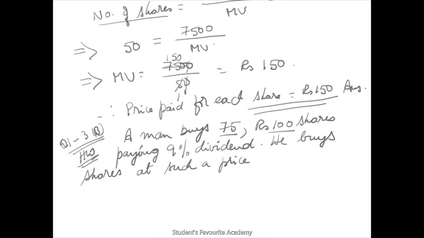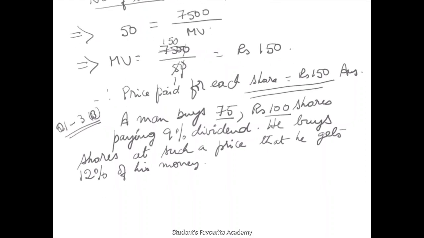That means what? Market value is not given to us. We have to find. He buys shares at such a price that he gets 12% of his money. Children, this I will do it and show it to you because this is the first time you are getting return percent. So this I will help you. You will not be able to do it as homework. Let me solve it and show it to you.